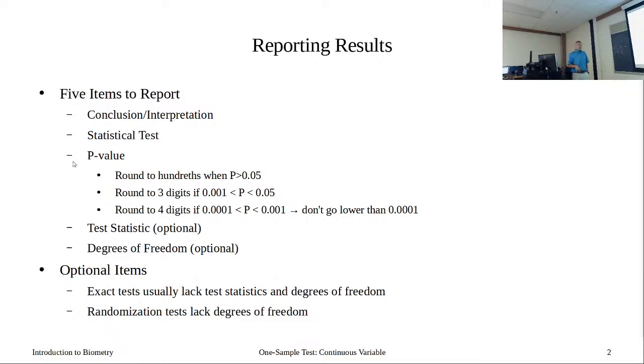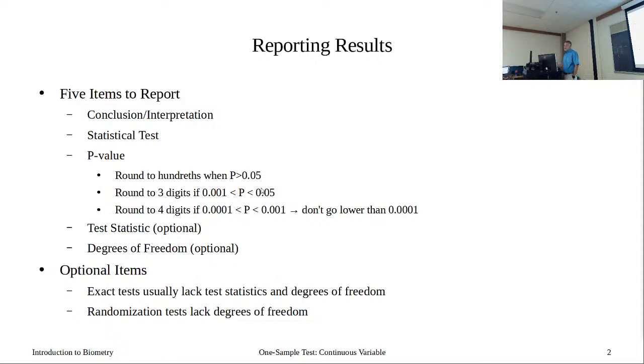When we report our p-value, we have to round it appropriately. Now, you've probably seen p-values written out completely, 5, 6 decimal places. We don't have to do that. If our p-value is greater than 0.05, we go to the hundredths place, so 0.01. If we are between 0.01 and 0.05, we go to 3 decimal places.